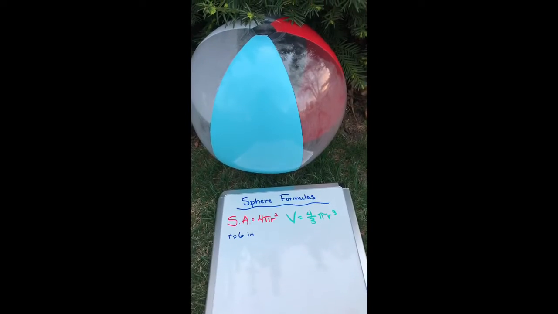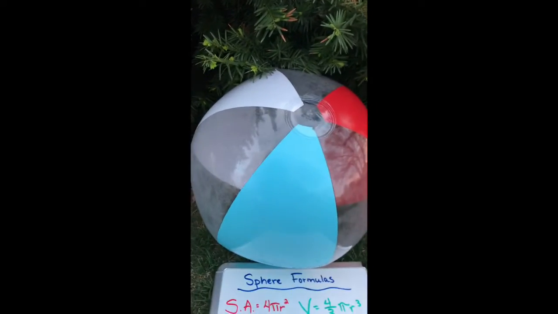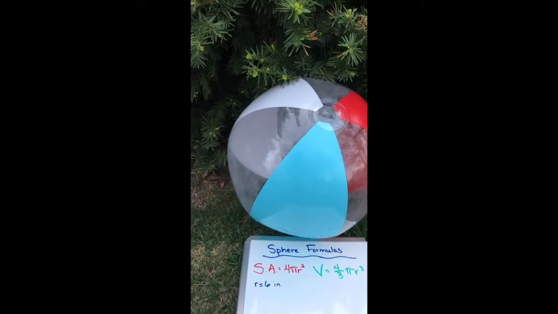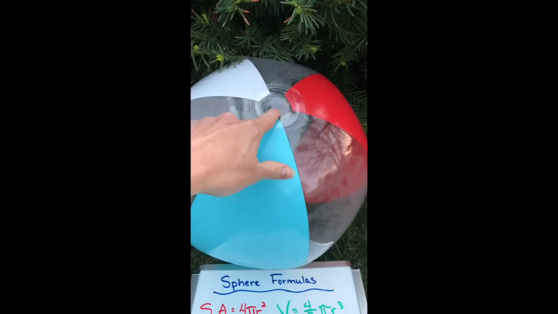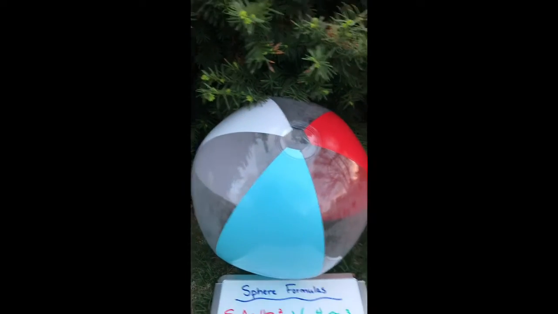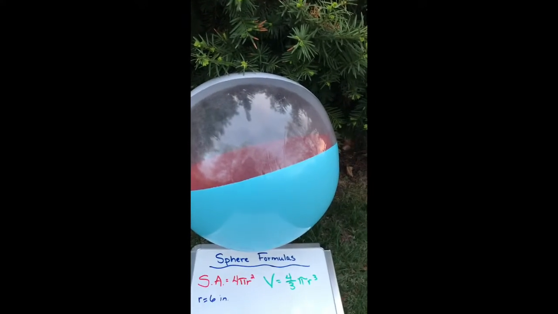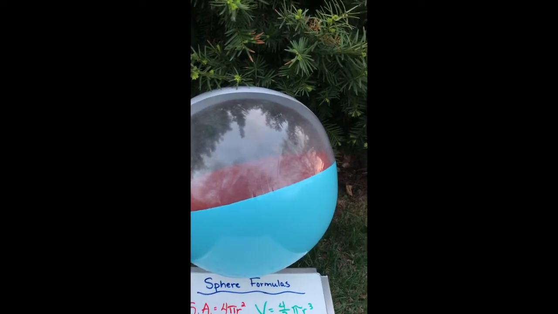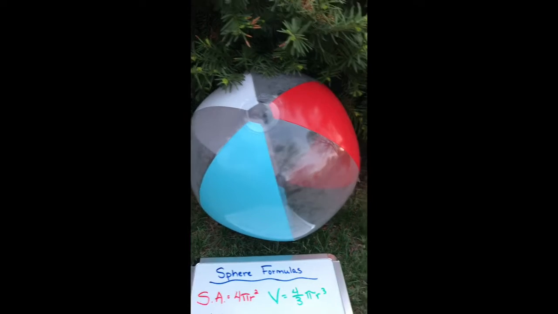So if I look at my beach ball, the radius is the only figure that you need to know. Okay, and the radius is from any point on the surface of the sphere to the center. And the center is just like the core. So the very center, any point around the surface of the sphere to the center is the radius.